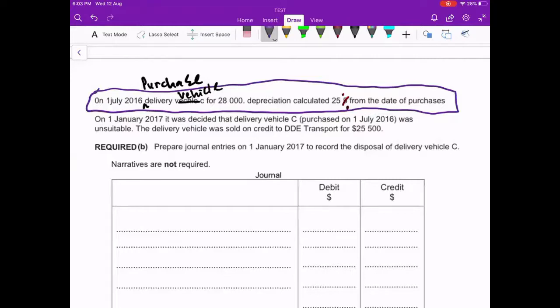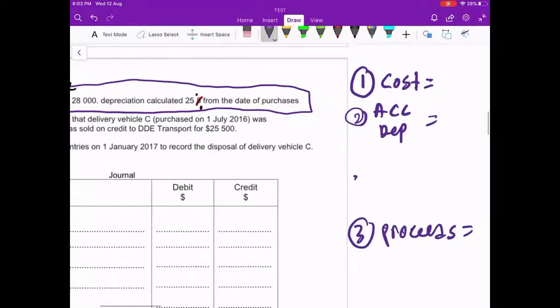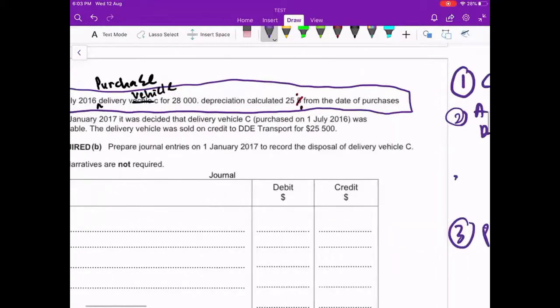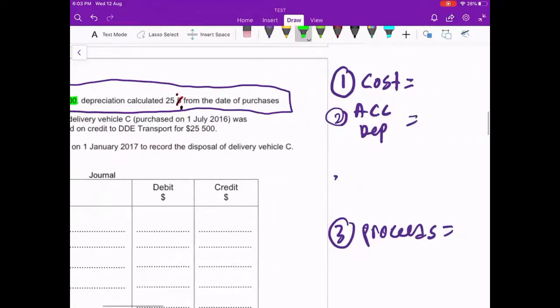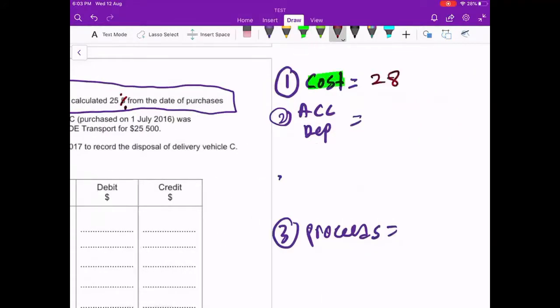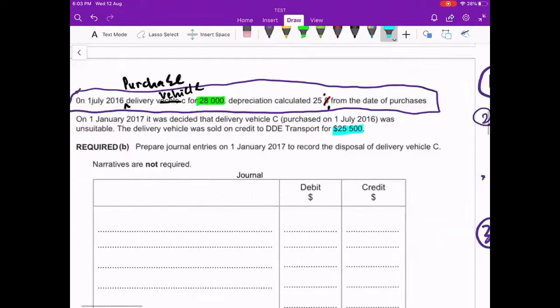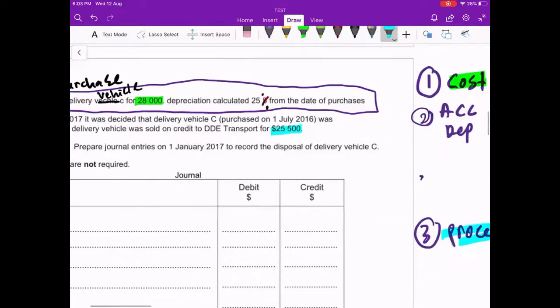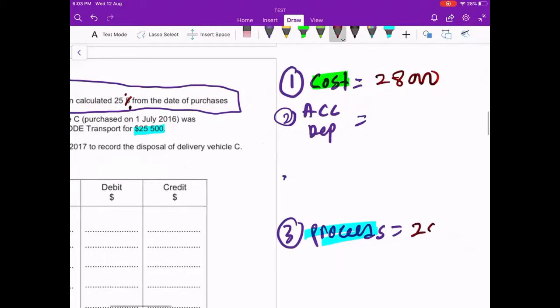Okay, first one. How much is the cost? Cost is 28,000. How much the accumulated depreciation? I don't know. How much the proceeds? Very good, Damian. Proceeds is 25,500. Okay? But problem. How much is the accumulated depreciation?